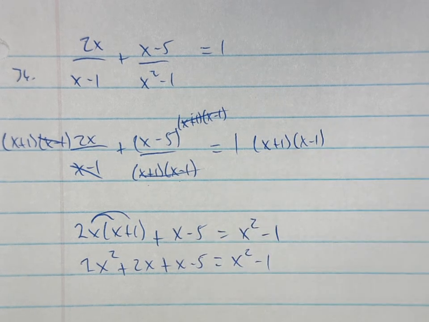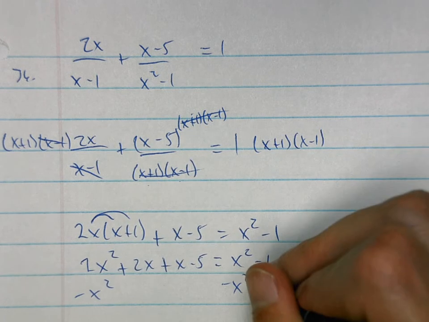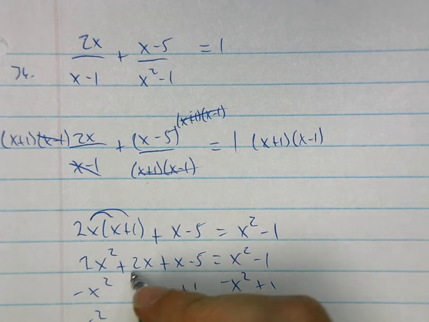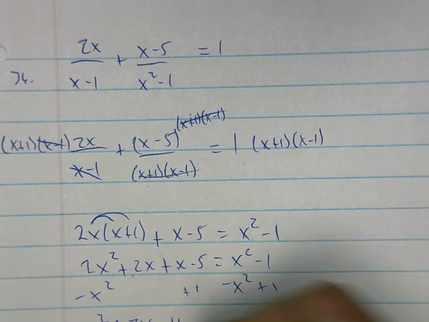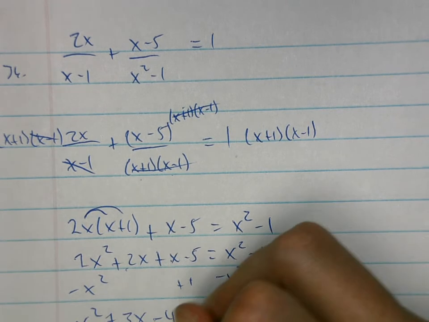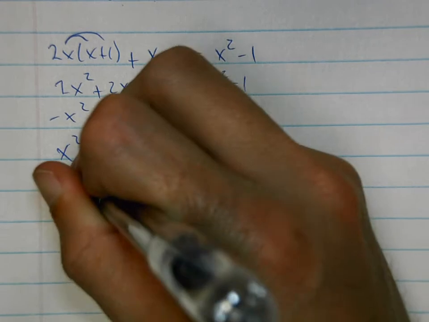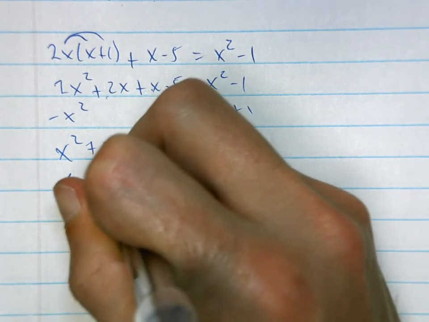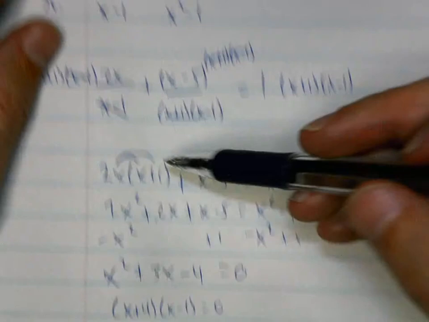Subtract x squared on both sides. Add 1 to both sides. So this is x squared. 2x plus x is 3x. And negative 5 plus 1 is negative 4. Equals 0. And this will factor into x plus 4, x minus 1 equals 0, or x equals negative 4 and positive 1. Check your original problem. You cannot plug positive 1 into this function, so therefore your answer is just x equals negative 4.